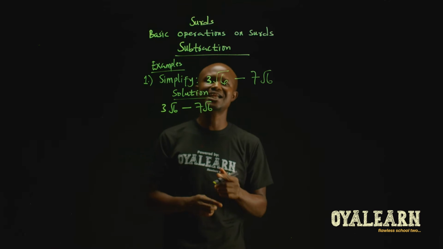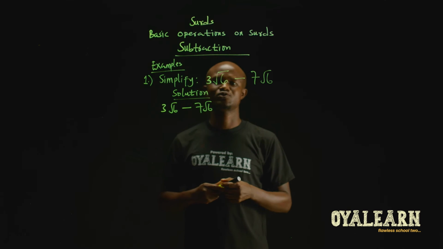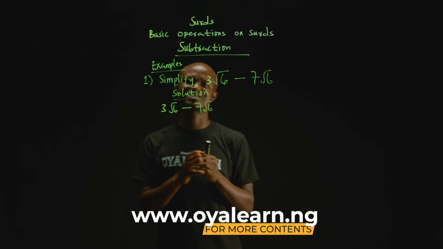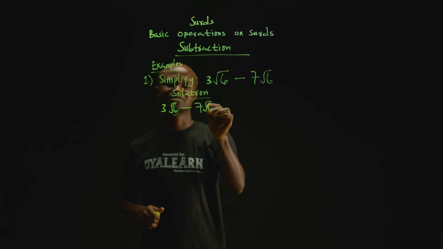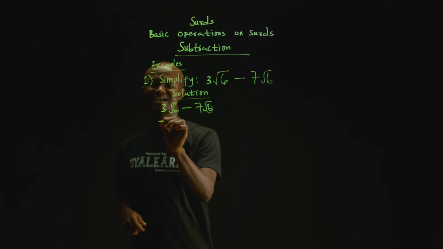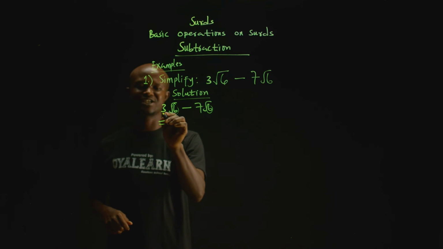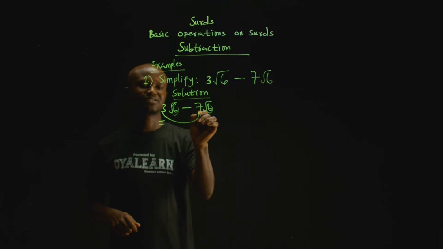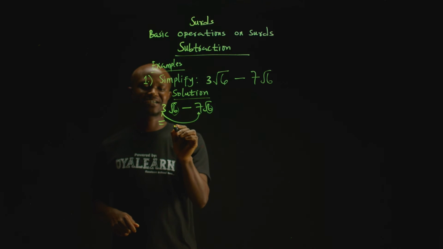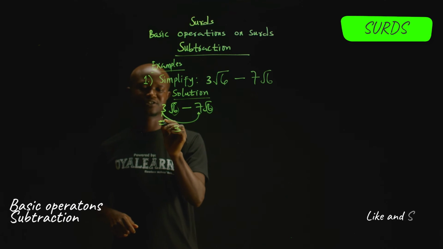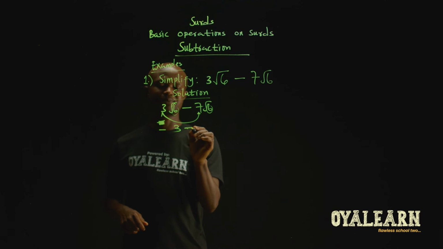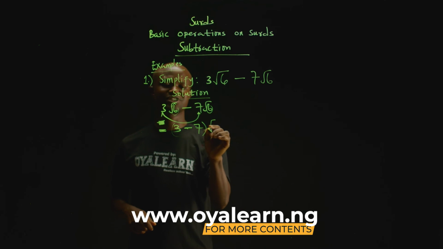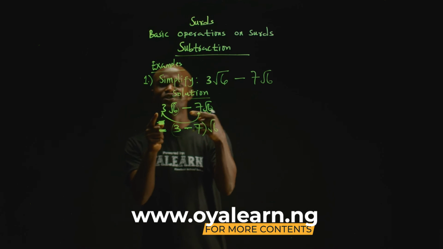Also, you can only subtract two or more surds that have the same number inside the square root, just like this, together. So in this case, for us to get the answer, we are going to subtract the coefficients. It's like having 3 minus 7, then root 6. We are subtracting the coefficients.